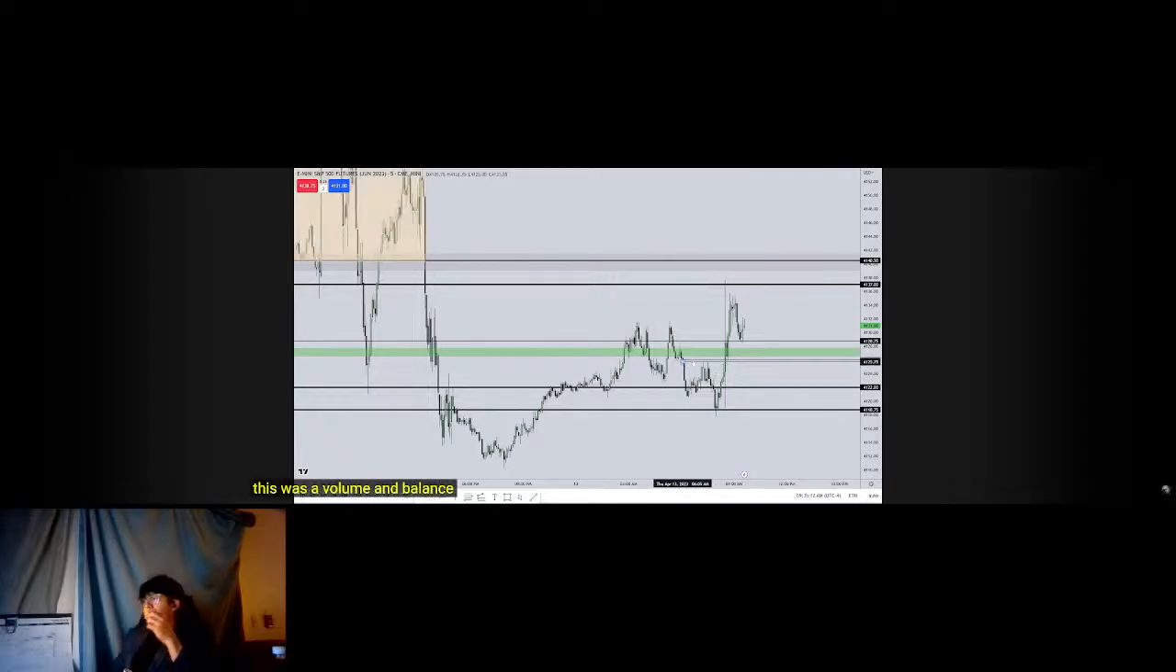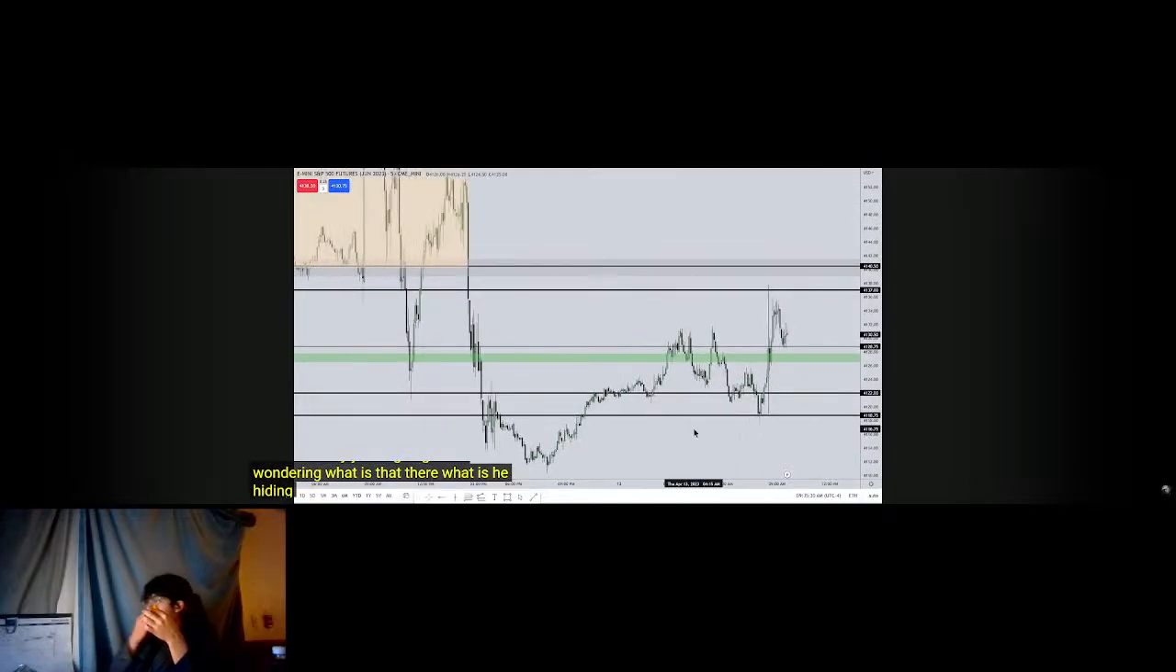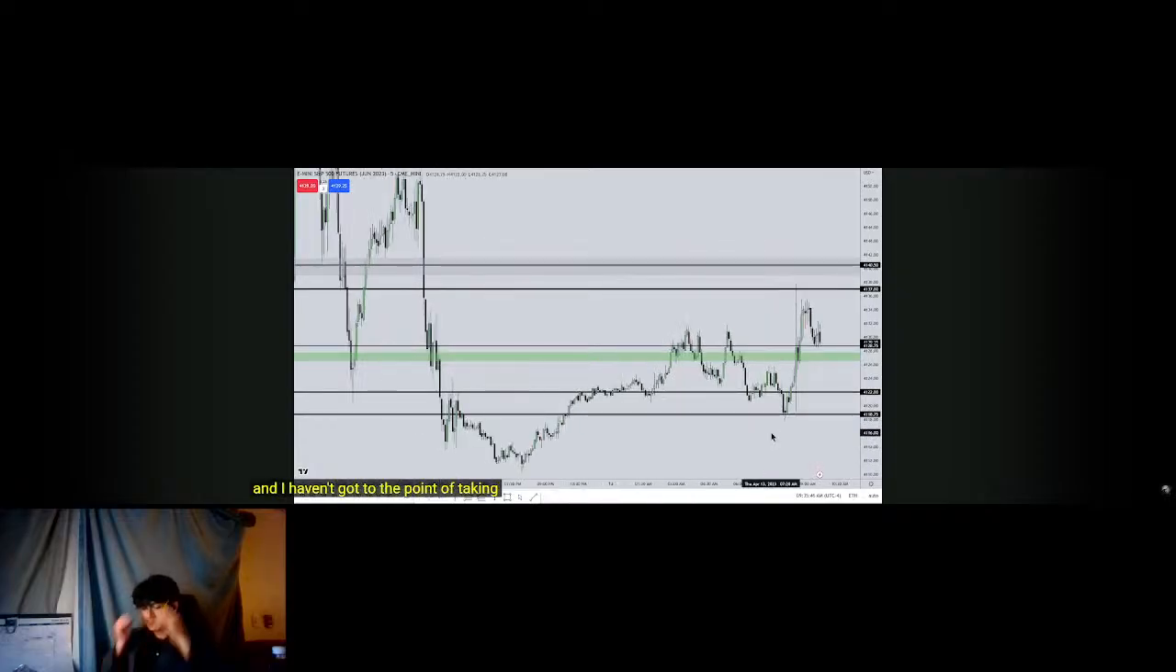This was a volume imbalance I was watching this morning, so we laid a body down over top of it, so I'm not interested in it anymore. So that's why I'm going to take it off. And I just want to be fair and walk you through why I have these things on the chart. So I know invariably you're going to be wondering, what is that there? What is he hiding? Not hiding anything. It's just sometimes these annotations are no longer useful for me, and I haven't got to the point of taking it off yet. Bear with me 1 second.